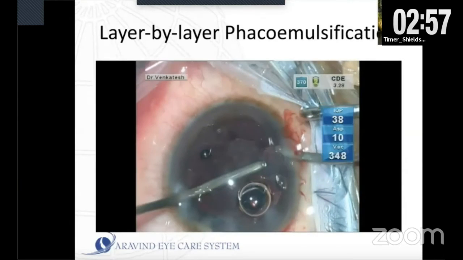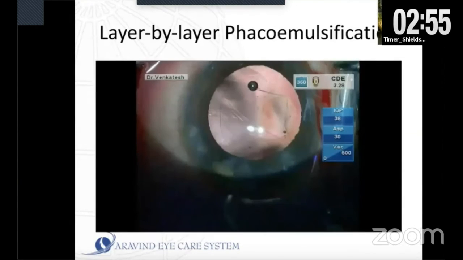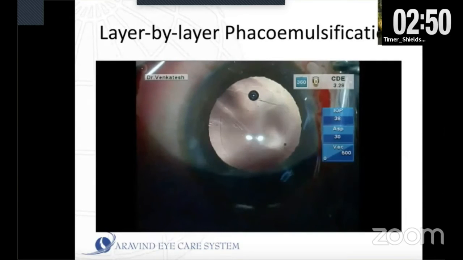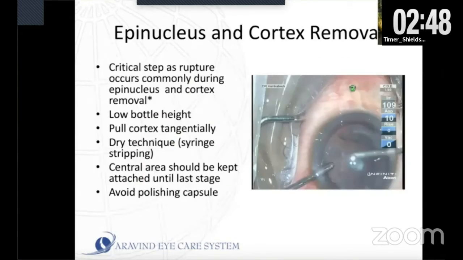So definitely by doing this, you can't prevent a PCR because it's already there, but you can prevent the extension and also any drop of nuclear material, like in this case. So whenever you have dehiscence or a possible dehiscence, epinucleus and cortex removal is very critical. You have to lower the bottle height, try to pull the cortex tangentially. And even sometimes you can do a dry technique of syringe stripping, which really helps. And you keep the central area attached till the last stage and avoid any kind of polishing of the capsule.